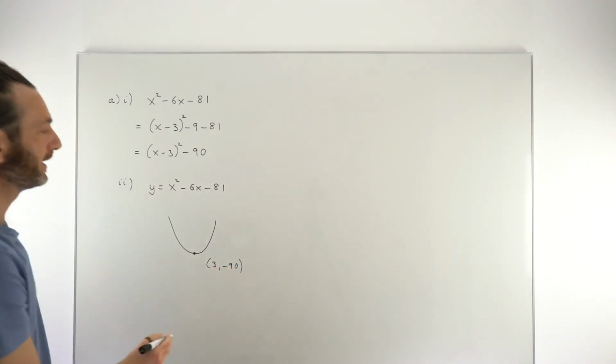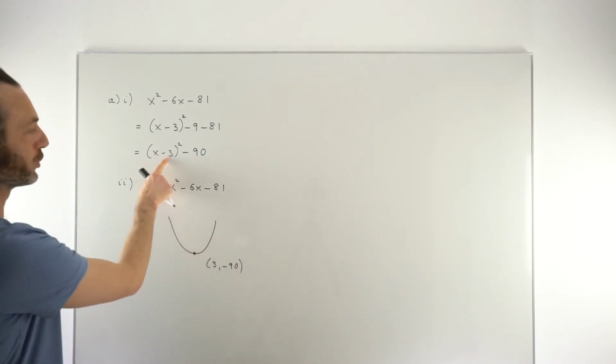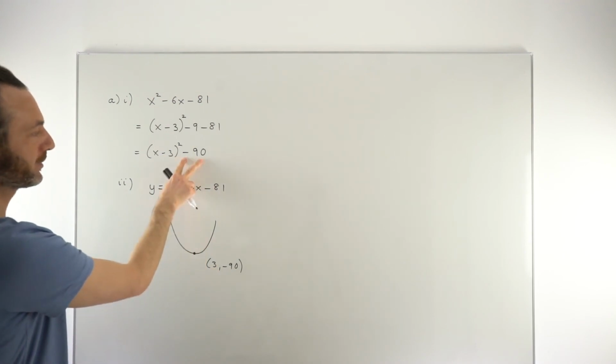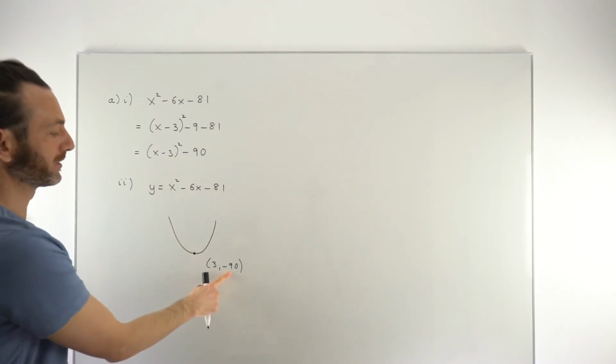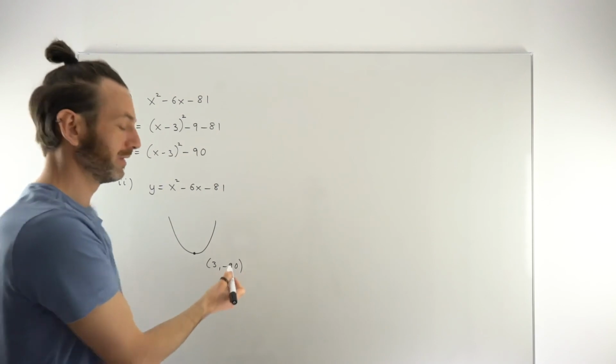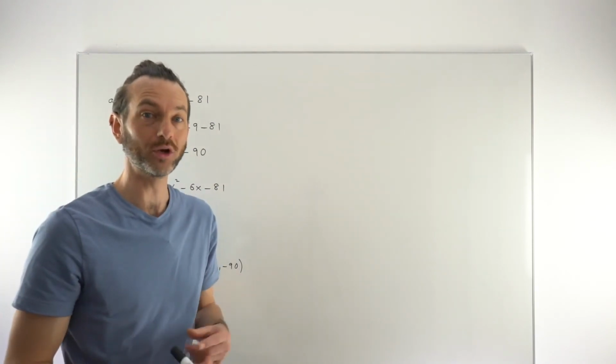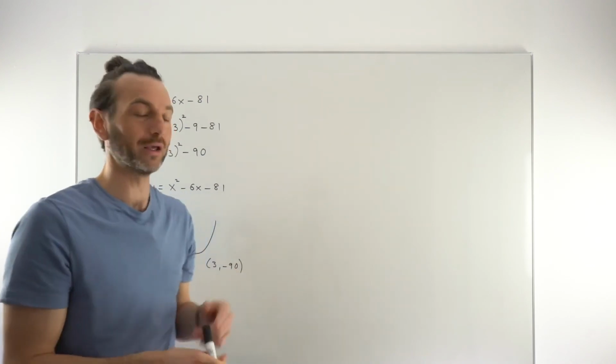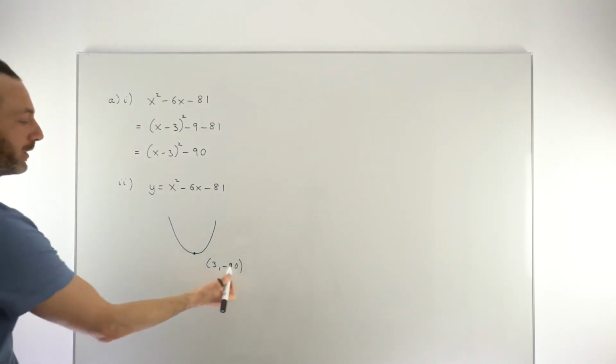So remember, when you're making the turning point from the completed square form, you change the sign on this one. So -3 becomes +3. This one stays the same. So (3, -90). It's a bit odd in this question having the -90. We normally don't see coordinates that are that big. But remember, these graphs carry on forever. So they can have huge numbers. Okay, so anyway, that's a turning point.